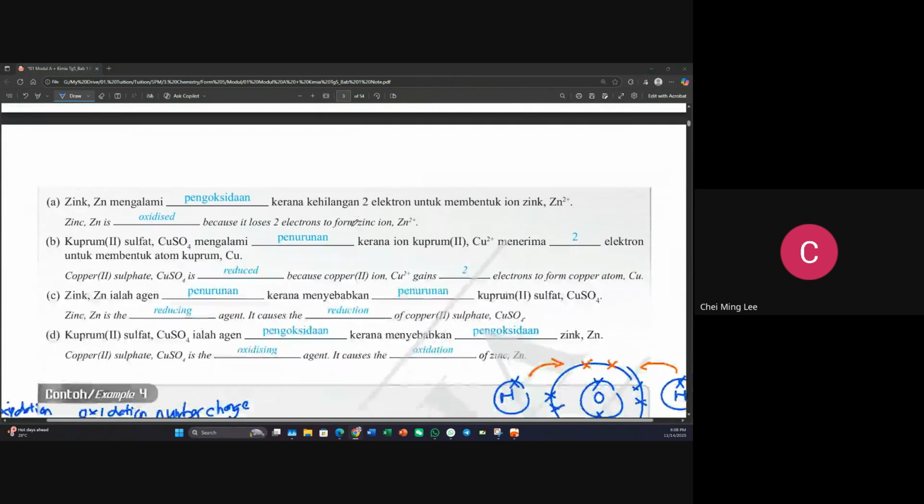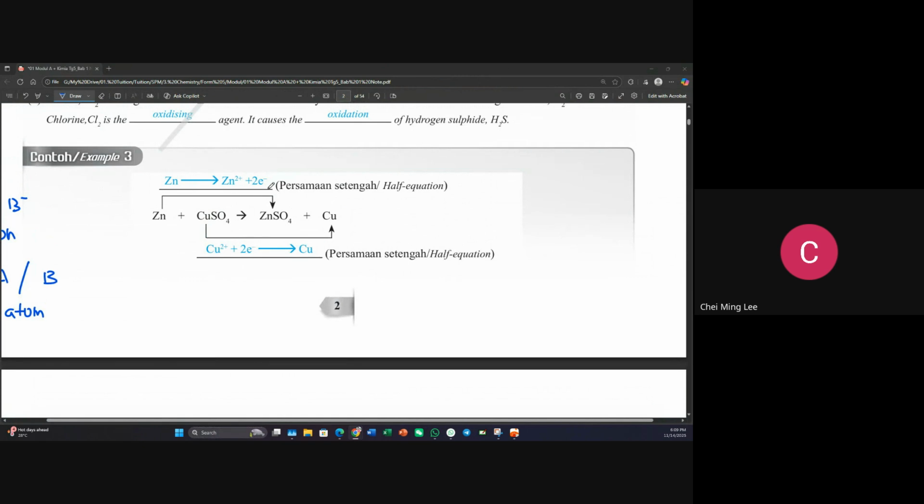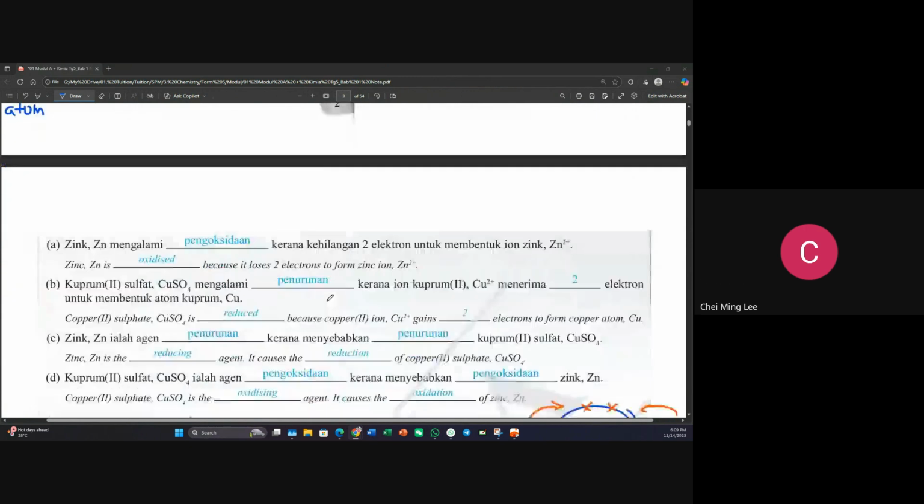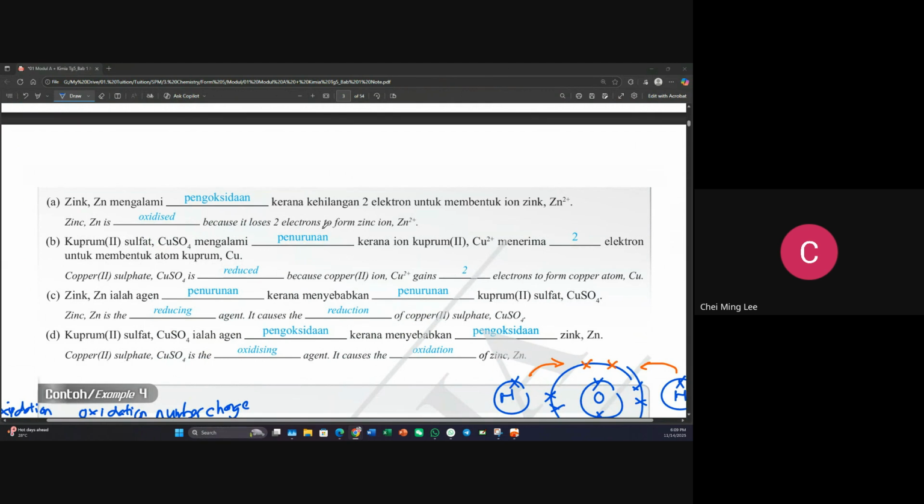So let us see this. So zinc is oxidized. Why? You see, zinc is losing electrons. So losing electrons is the oxidation process, while the reduction process is gaining or receiving electrons. So we say zinc lost 2 electrons to form zinc ion, while copper 2 sulfate is reduced. Why? Because it gains or receives 2 electrons to form copper atom.